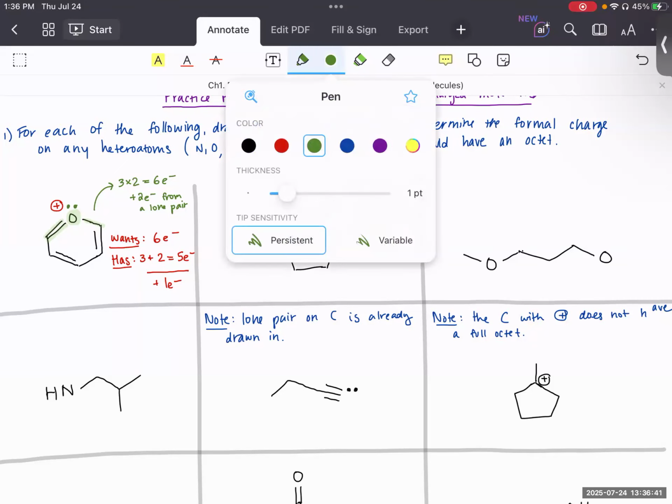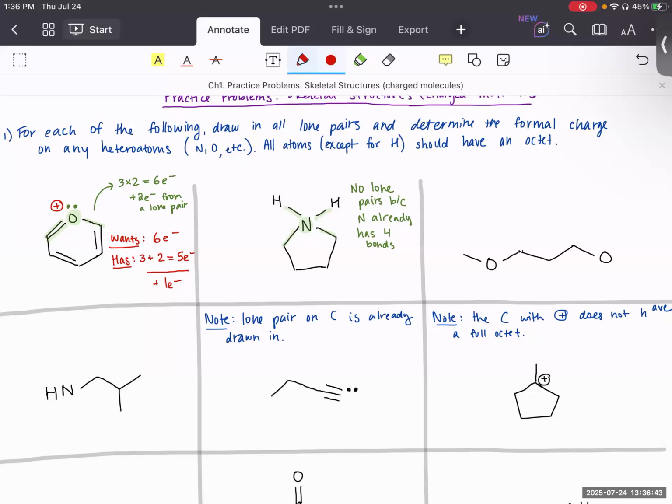And so the next thing that we have to do is determine the formal charge. And so nitrogen wants 5 electrons based off of where it is on the periodic table. And how many does it have? It has 4 single bonds. So it just has the 4 from the bonds plus 0 lone pairs. So it has 4. And if we subtract those out, we get +1. And so this nitrogen also has a positive 1 charge here.